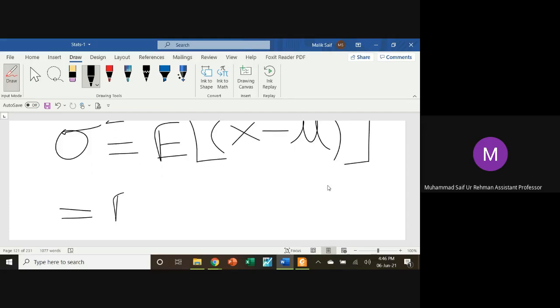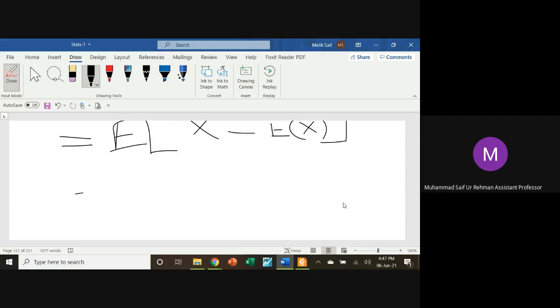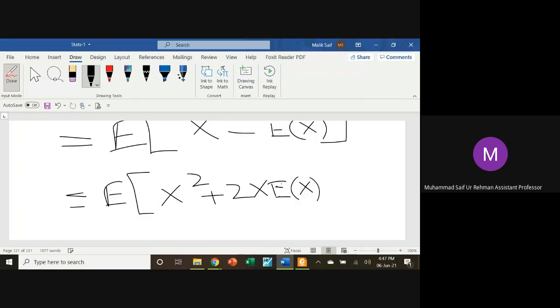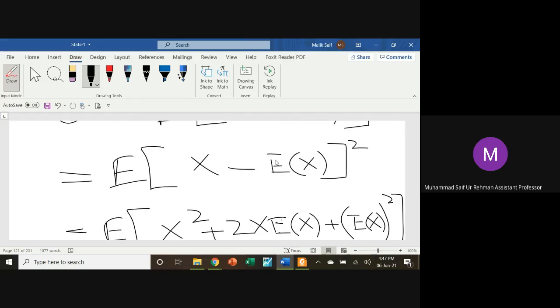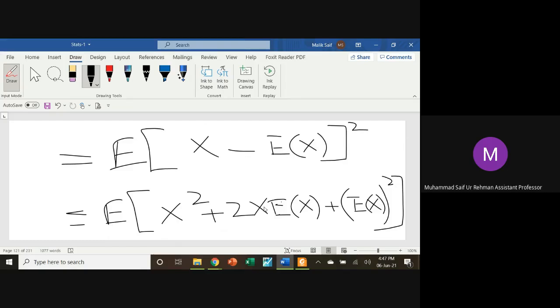Let's say E of x, and we have said that mu is equal to E(x). So that takes care of this, right? And then open the square. So see what the answer is: E of x square, plus 2x E(x), plus E(x) whole square. Am I right? Sorry, this will be with a negative sign, because negative is here. The formula is (a minus b) whole square, a square minus 2ab plus b square. So minus is here.